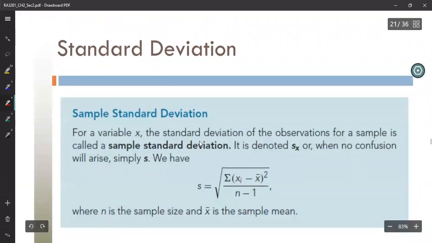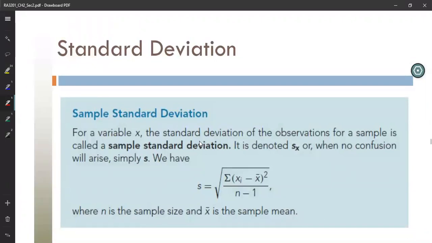But there is a better measurement, which is called the standard deviation, that will use each and every observation of your data set when you calculate the variability. Therefore, a better measurement is the standard deviation. Compared to the range, standard deviation is a better measurement because it uses information of all the observations in your data set. So this is how you calculate the standard deviation.